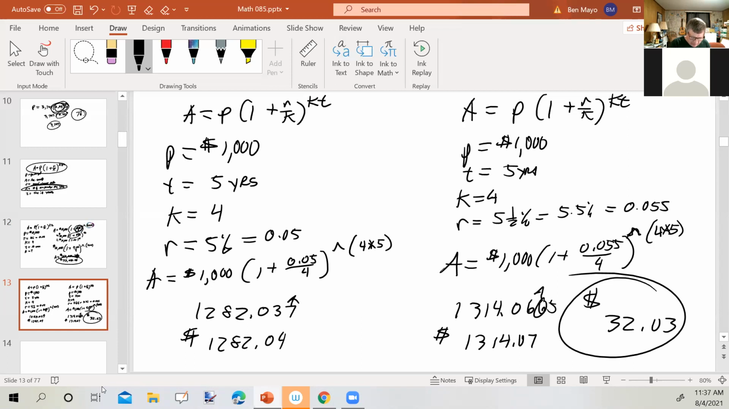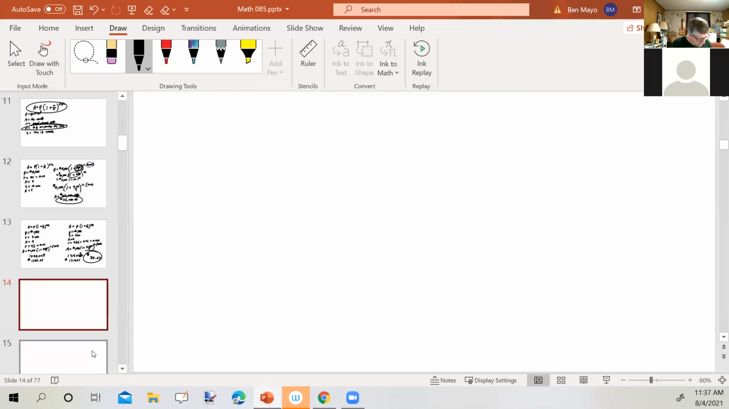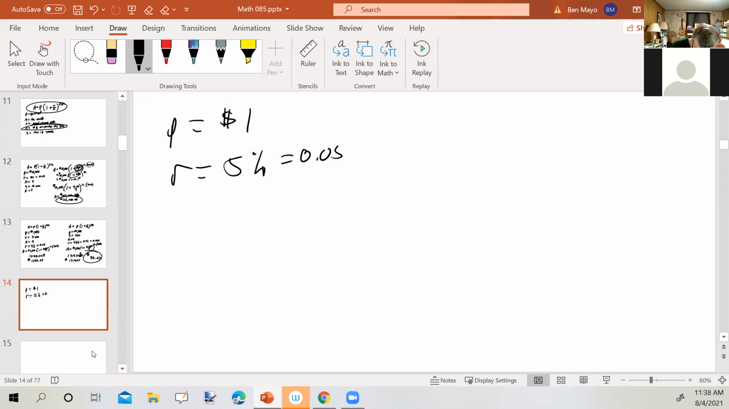Okay. All right, let's take a look at another example, kind of an extreme one. This says if $1 had been invested on July 4th, 1776, so we're going to invest $1 at 5% interest, compounded annually. What would be its worth on July 4th, 2076?